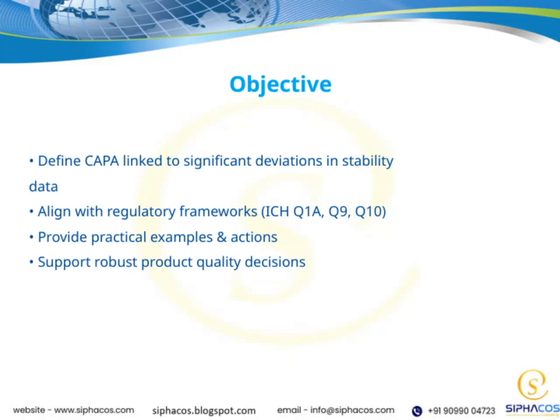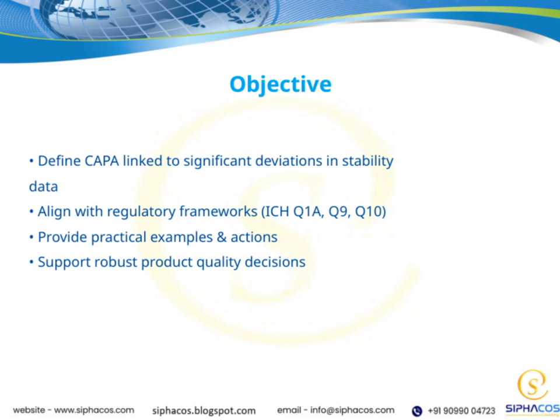Let's start by clarifying the main objective of this slide. We aim to define what CAPA is, specifically in relation to significant deviations we might observe in stability data. It's important that we understand how CAPA fits into managing these deviations effectively. Next, we want to ensure our approach is aligned with the relevant regulatory frameworks, such as ICH Q1A, Q9, and Q10. These guidelines provide the foundation for how we handle deviations, implement CAPA, and maintain compliance across our processes.